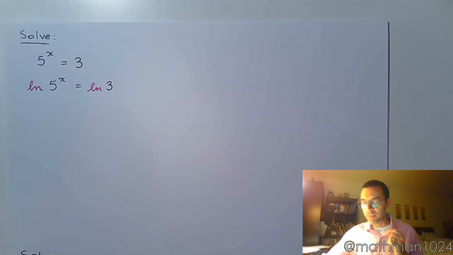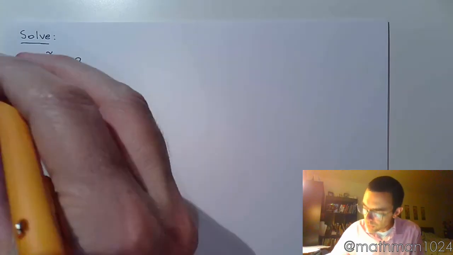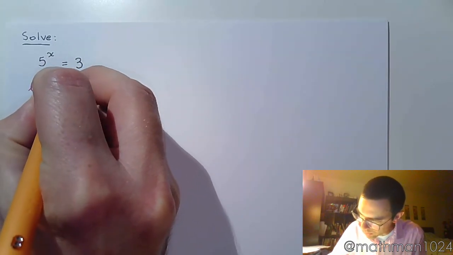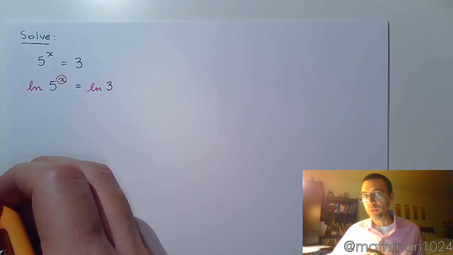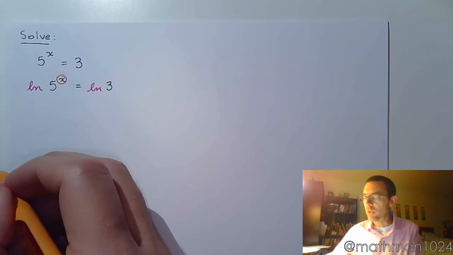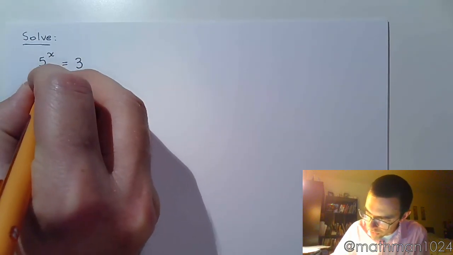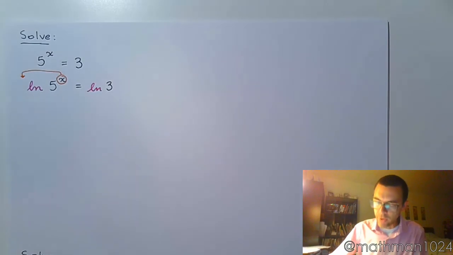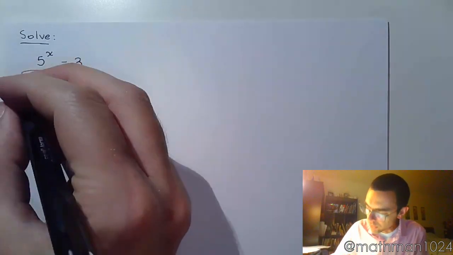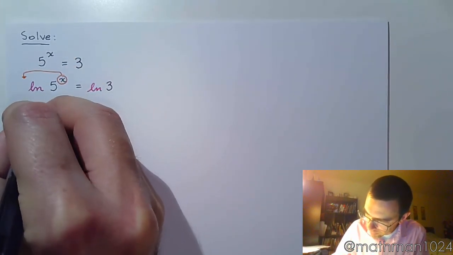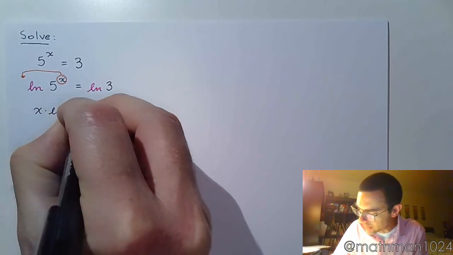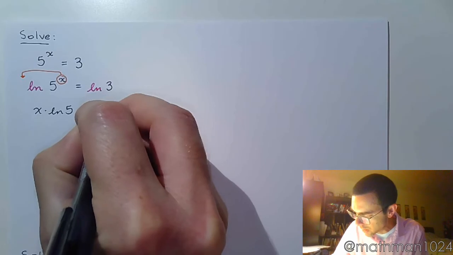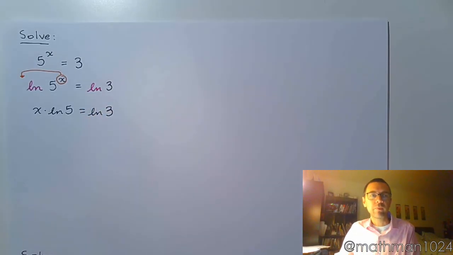Well, the big purpose is so that we can do something with this power. See, right now the power's in a weird spot. It's up in the power and I can't do anything with it. But when I apply a logarithm to it, and we apply properties of logarithms, we know that the powers can go out in front. And so this can be rewritten as x times the natural log of 5 equals the natural log of 3.